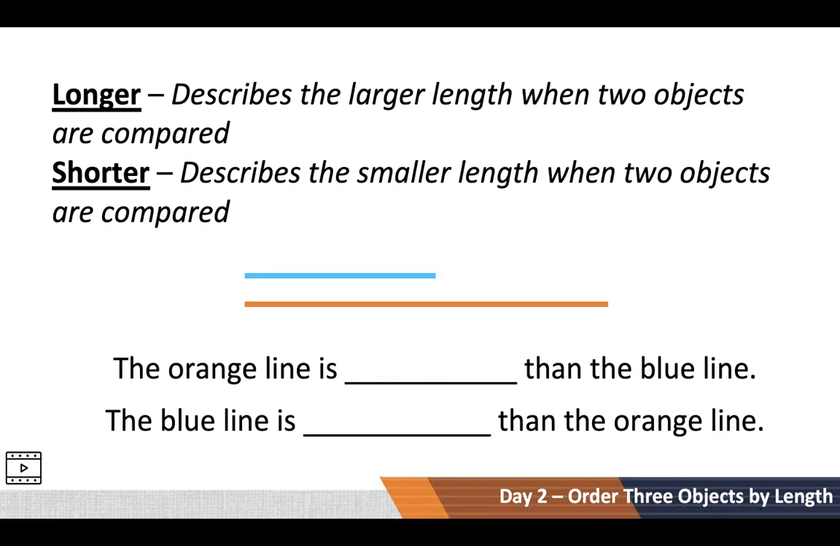Looking at the blue and orange line, we're going to compare their lengths. So you can pause the video and record your answers to fill in the blanks and then press play when you're ready to check your answers. The orange line is blank, then the blue line. The blue line is blank, then the orange line. Use your vocabulary to fill in the blank. All right, if you're ready to check your answers, let's go over it.